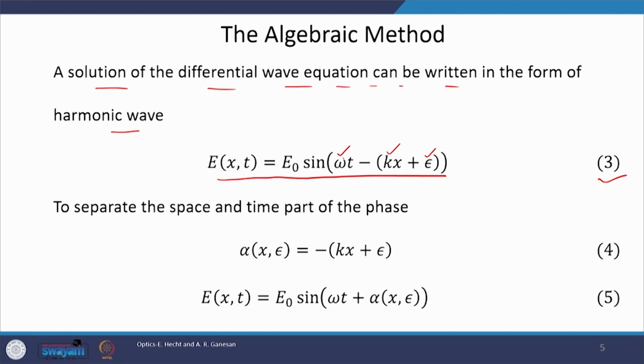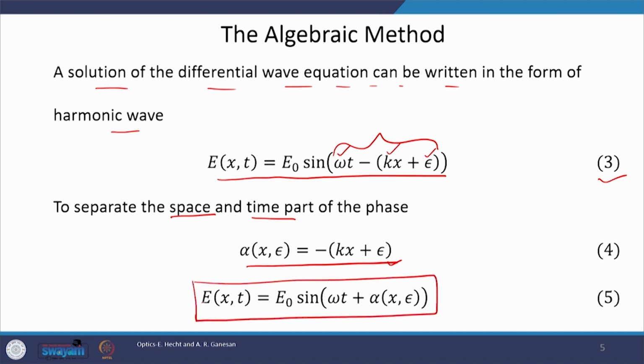Now you see that in the phase part, there is a space dependent component and a time dependent component. Let us separate the space and time parts in the phase. The space part can be written as alpha, and alpha would depend upon x and epsilon, and therefore the expression for alpha would be minus (k x plus epsilon). If we do this, then the final expression of the solution of the wave equation will look like this, and this is represented by equation number 5.